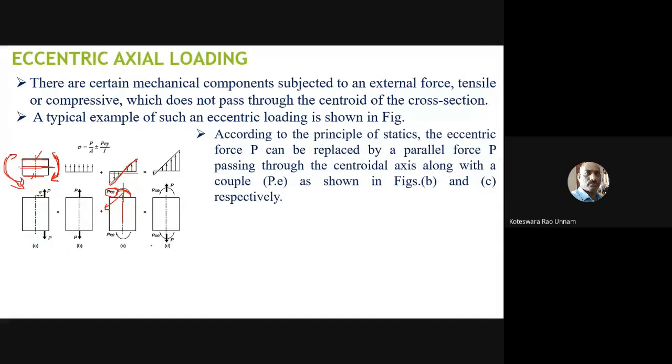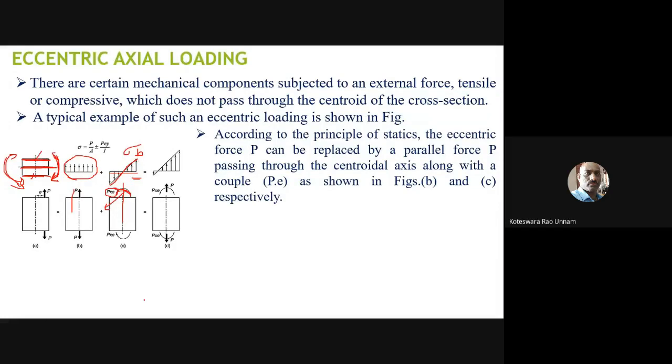So that means here you have two kinds of stresses. One is a uniform stress because of the direct load, and the other is because of the bending moment. So it is varying from tension to compression. Compression is there at the bottom layer and tension is there at the top layer. At the centroid it is zero. So it is changing from tension to compression.